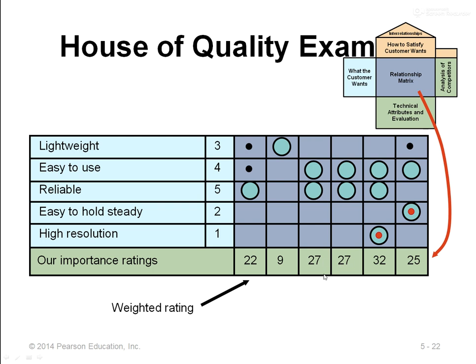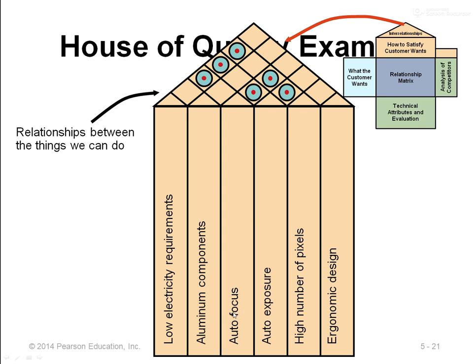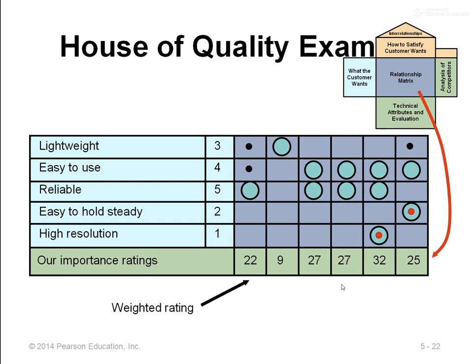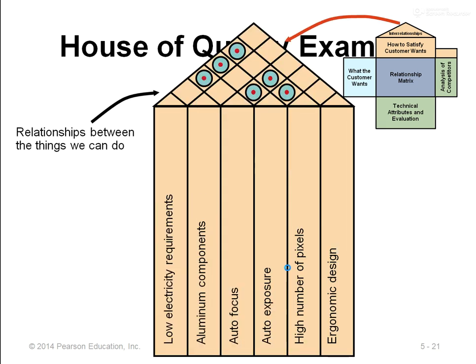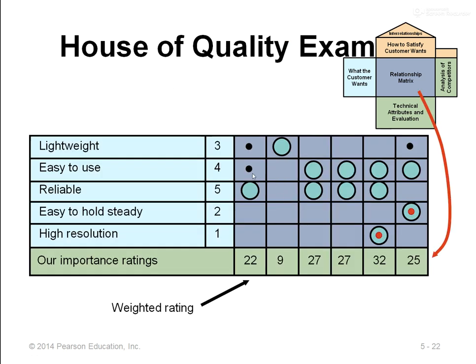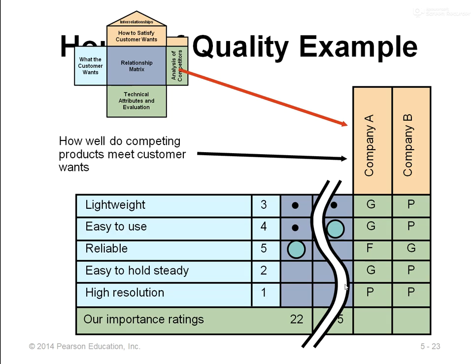For instance, these two attributes, autofocus and auto exposure, are the ones that have the most points. And the least, with 9 points, is aluminum components. Then the relationship between aluminum components and what our customers need is very low, and the relationship of auto exposure and autofocus with the customer needs is very high.